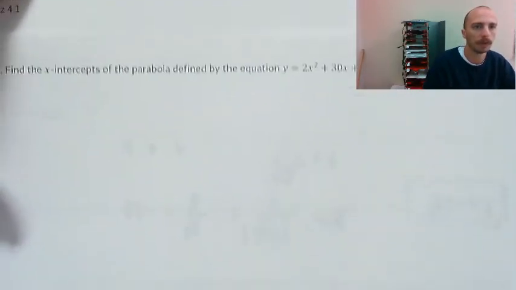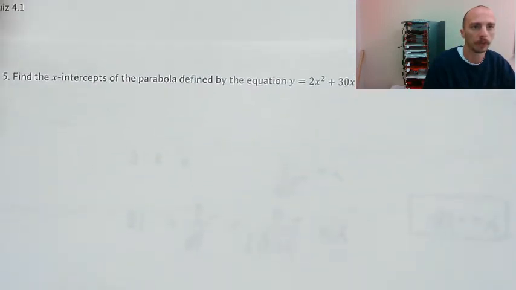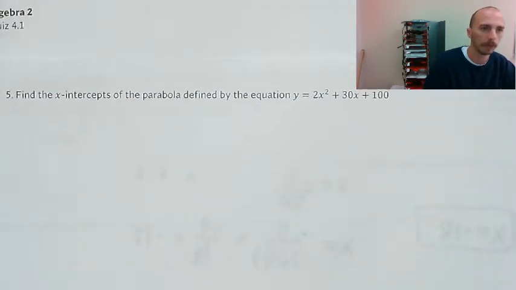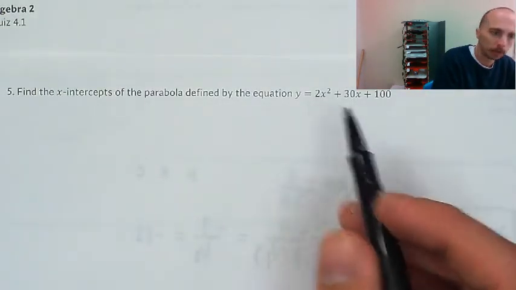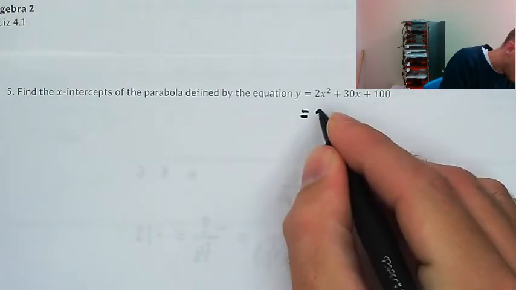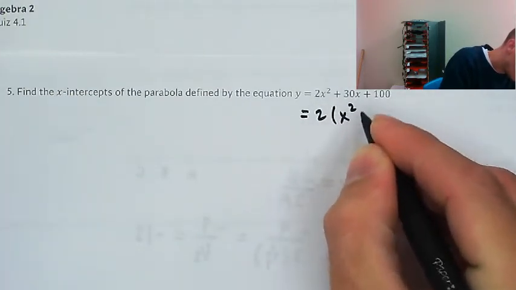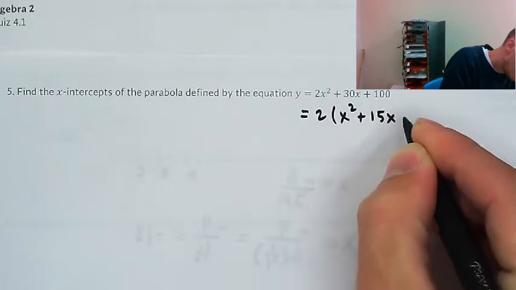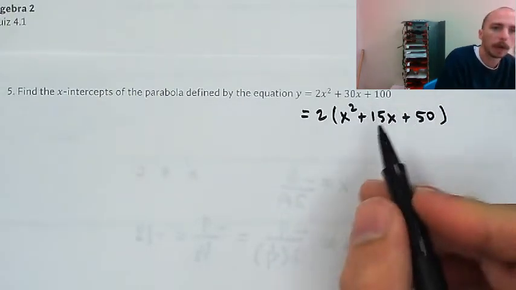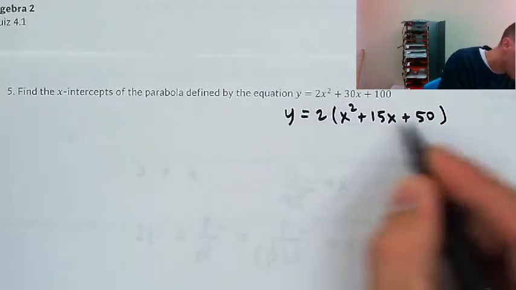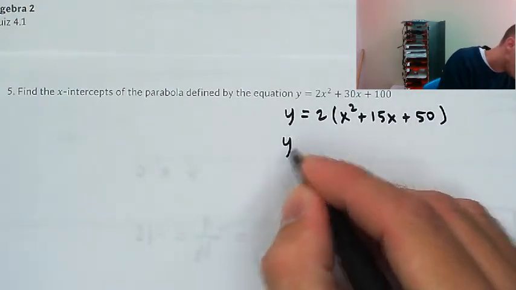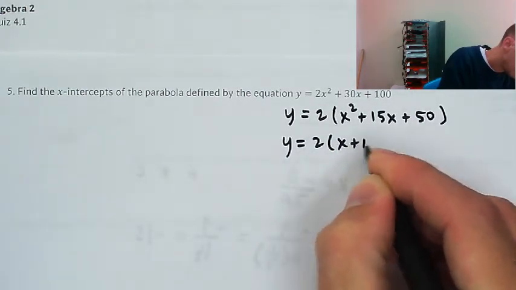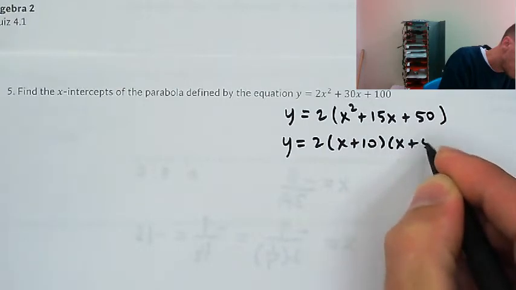Now we're going to find the x-intercepts of the parabola defined by this equation. That means we're going to need to do some factoring. I see all of these are even numbers, so I can factor out the 2. I'm going to start with that to make the factoring as easy as possible. Now I'm looking for two numbers that multiply to 50 while adding to 15, and that's 10 and 5. So I've got y equals 2 times x plus 10 times x plus 5.